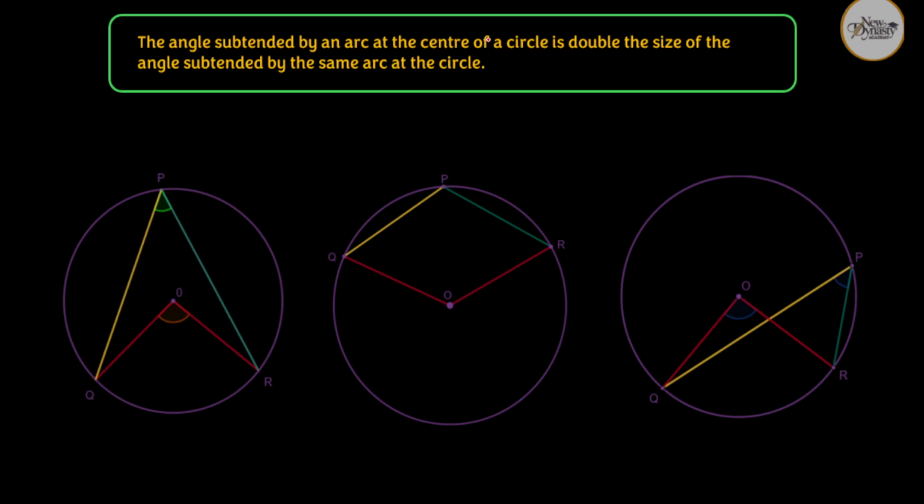Now, the next theorem, the third one, says the angle subtended by an arc at the center of the circle is double the size of the angle subtended by the same arc at the circle.